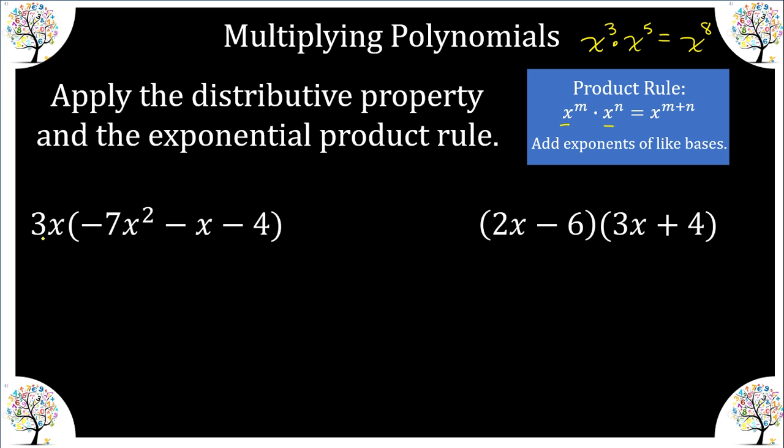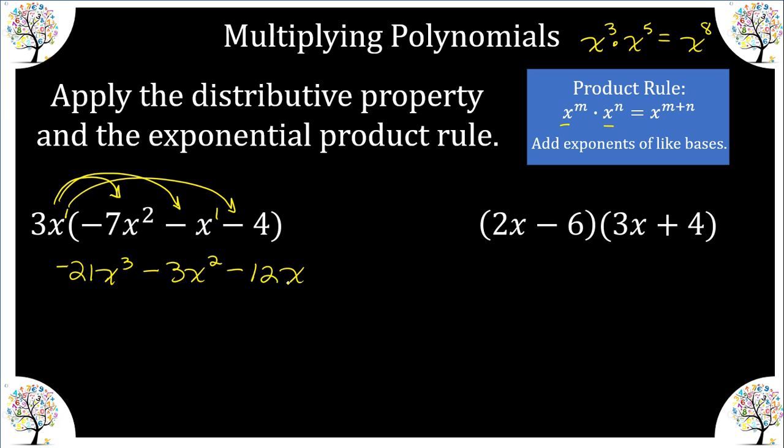Okay, here we have a monomial, and we're going to multiply it to a trinomial. So we're just going to distribute. We get negative 21x to the third. There's an understood 1 here on that exponent. Then we get negative 3x squared. And then we get negative 12x. We can see this is in standard form, and this is going to be a cubic trinomial.